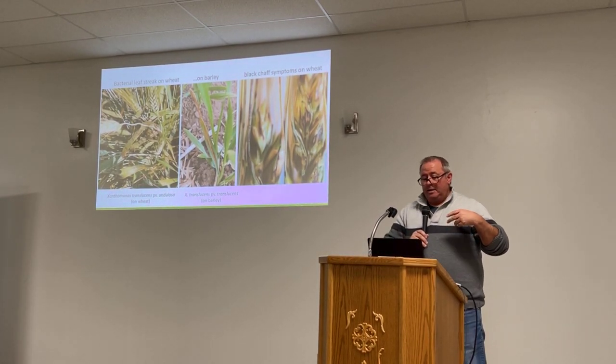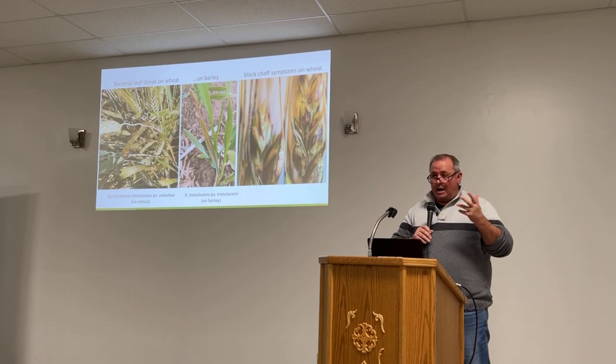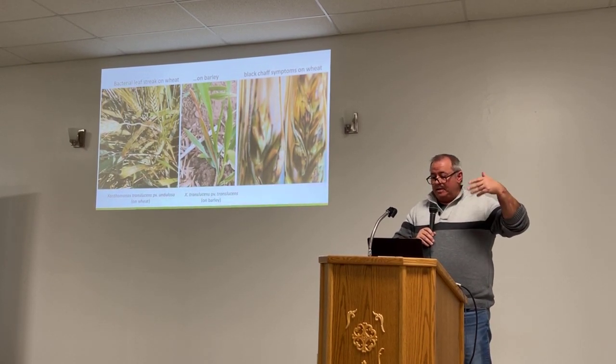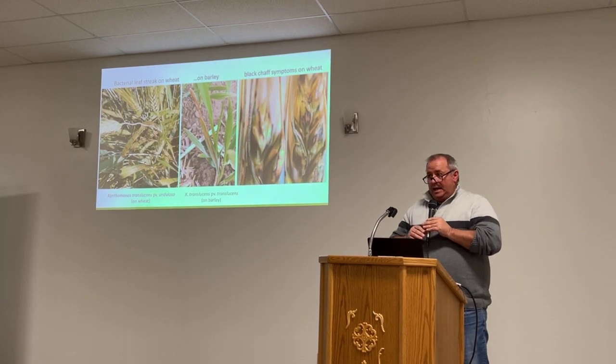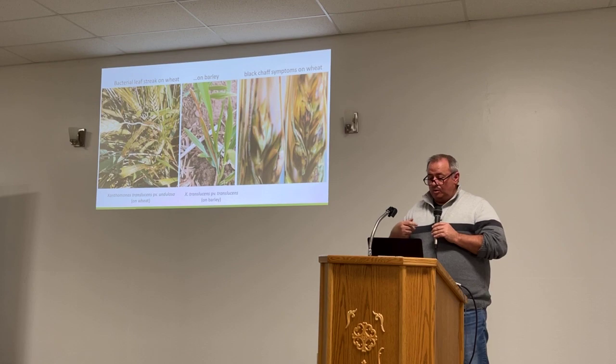So what happens is the bacterium is going to colonize that first leaf, and then it's going to get splashed around either from irrigation or rainwater, and it's going to move up into the canopy and then up onto the head. And then it can be either transmitted on seed or it can survive in the stubble, and we'll talk a little bit about that here in a minute.